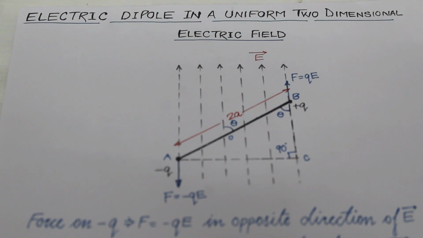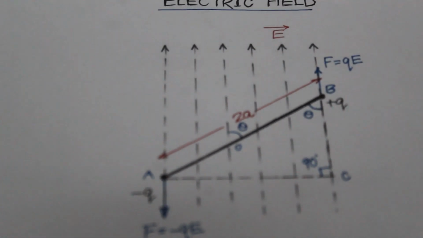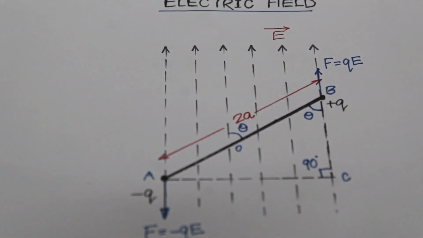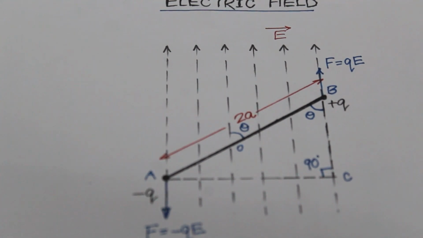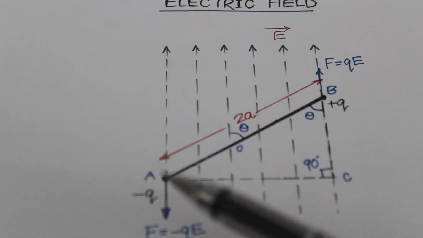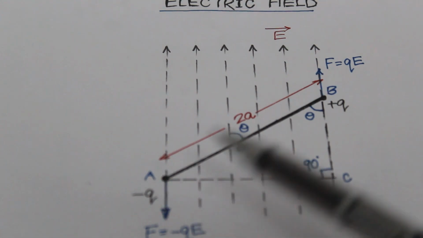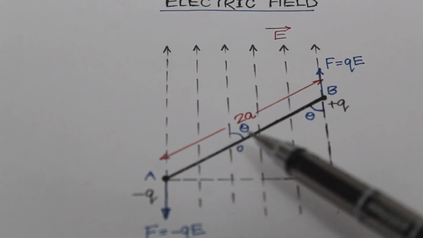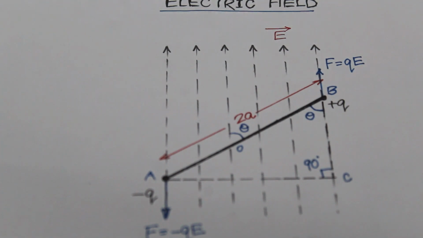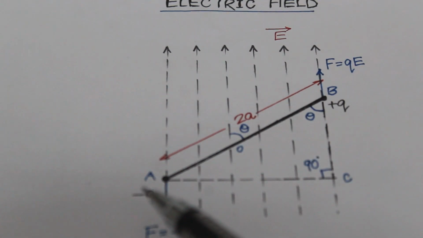Now we'll study the effects on an electric dipole when it is kept in a uniform two-dimensional electric field. This is an external electric field in which we have kept a dipole. What will be the effects on a dipole we are going to study in this topic. As you can see, these dotted lines indicate an external electric field whose intensity is given by E. I have kept a dipole such that the center of the dipole makes an angle of theta with the direction of the external electric field. The length of the dipole is 2a.